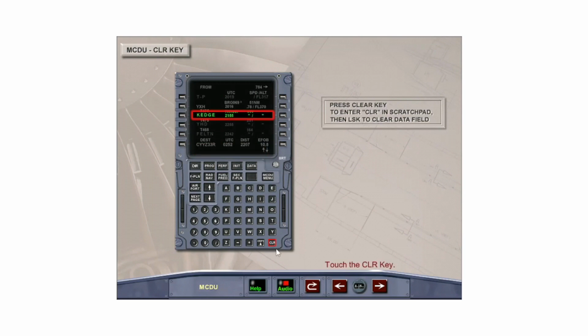To clear data in a data field, the Clear key is pressed once to enunciate clear in the scratch pad, then the adjacent line select key is pressed to clear the data from the field. Press the Clear key, then line select 3 left to clear Kedge from the flight plan.